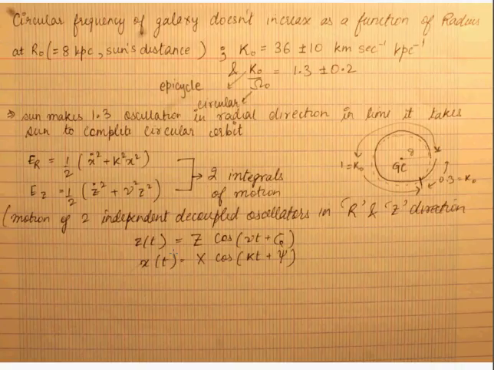And generally, given the initial condition, one can write how the z component of the orbit evolves in time, and how the x, the radial component of the orbit, evolves in time, where z and x are the amplitudes in the z and r direction, nu and kappa are the frequencies, t is the time, and j and psi are the phases, which depend on the initial conditions.